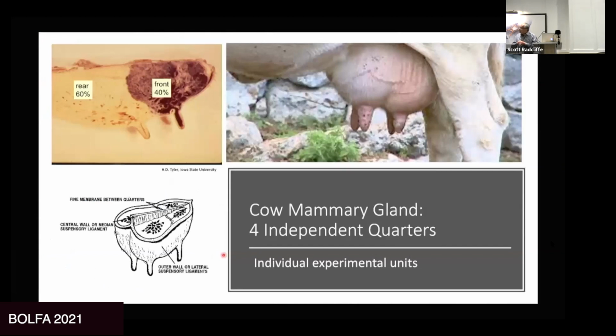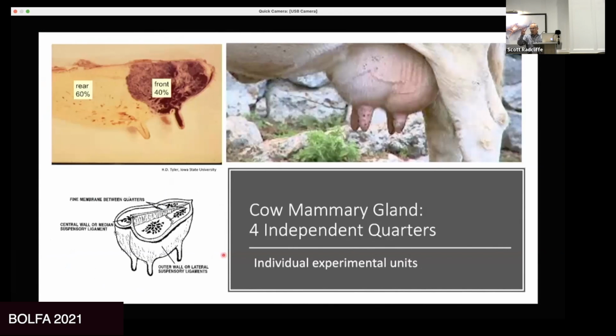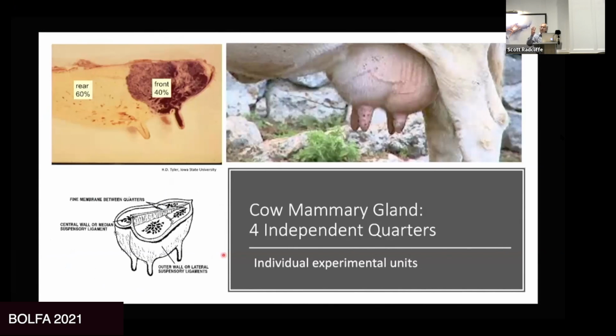Firstly, I want to emphasize, as Ross pointed out yesterday, cows have 4 udders. Those 4 udders are very separated physically. The left and the right are separated by the median ligament. The front and the back are separated by a membrane. So if you inject dye into one quarter, that dye does not go to another quarter without going through the systemic circle. So the advantage is you can use each udder as an individual experimental unit.